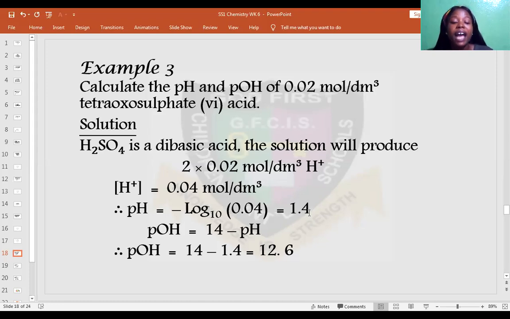Now, again, you were asked to calculate the pOH. From our formula, pOH is equal to 14 minus pH. So therefore, pOH is equal to 14 minus 1.4, which gives us 12.6. Okay, good. Let's move on.